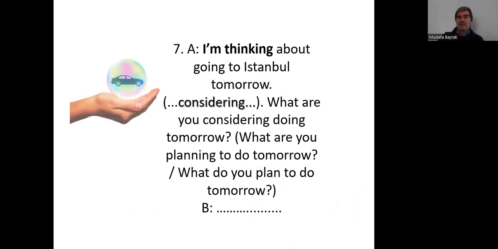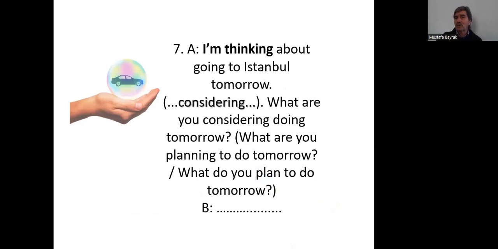"I am thinking about going to Istanbul tomorrow" means I am considering. No, consider doesn't take a preposition, but think about does. It means think about. So we say, I am considering going to Istanbul tomorrow.